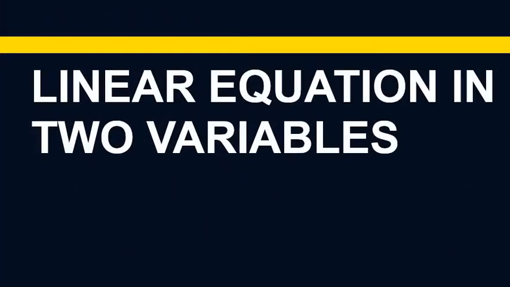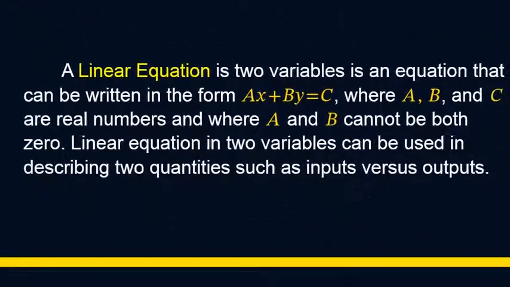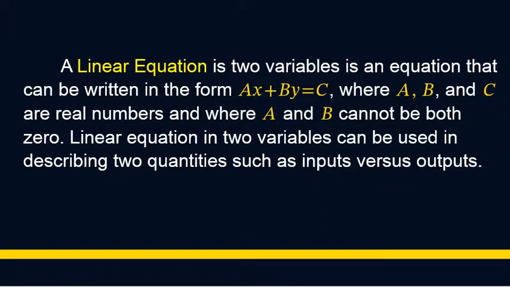Linear equation in two variables. A linear equation in two variables is an equation that can be written in the form ax + by = c, where a, b, and c are real numbers, and where a and b cannot both be 0. Linear equations in two variables can be used in describing two quantities such as inputs versus outputs.